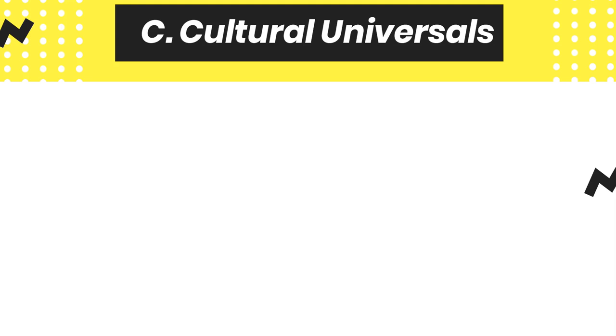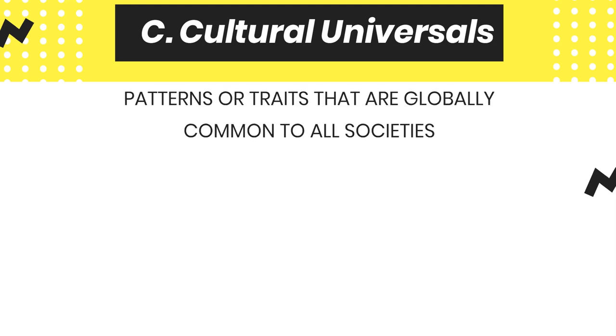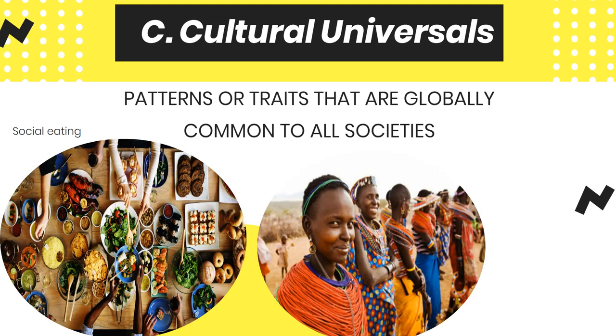The other thing to think about when we talk about culture is this idea of cultural universals, which are patterns or traits that are globally common to all societies. This may include, for example, customs about courtship, cooking, marriage, funerals, laws, music, myths, incest taboos, toilet training, or smiling, right? In many cultures, smiles express joy. Eating is considered a social activity, and so on. So these would be cultural universals.